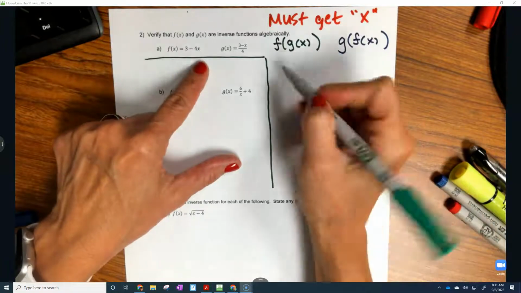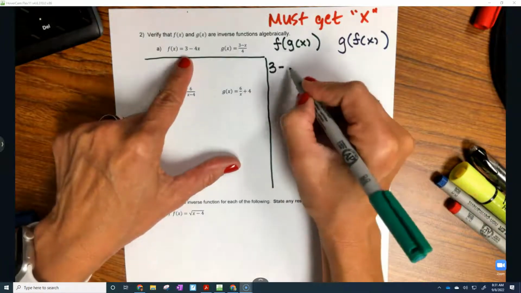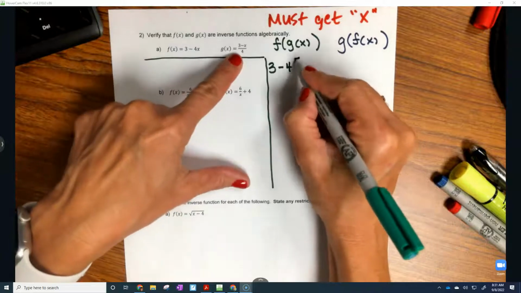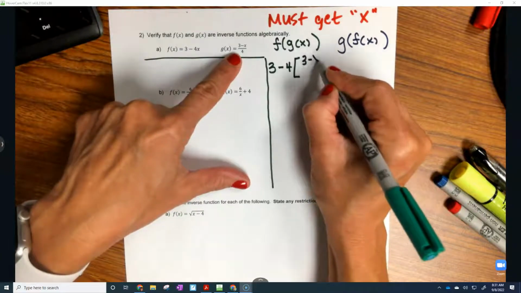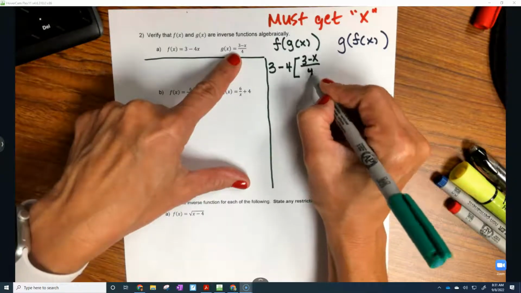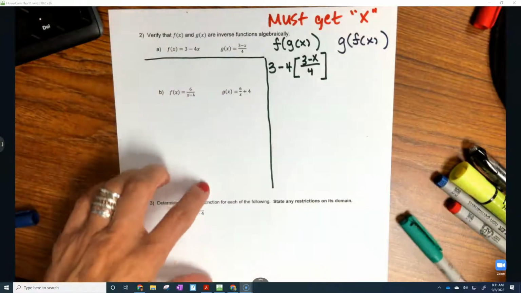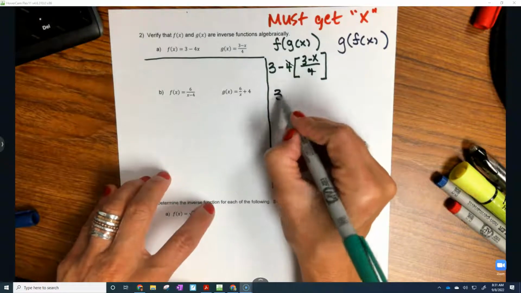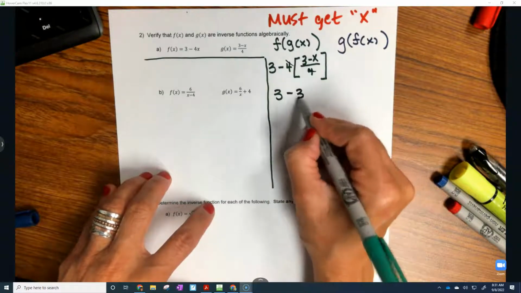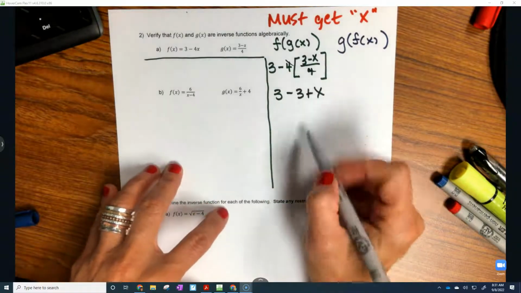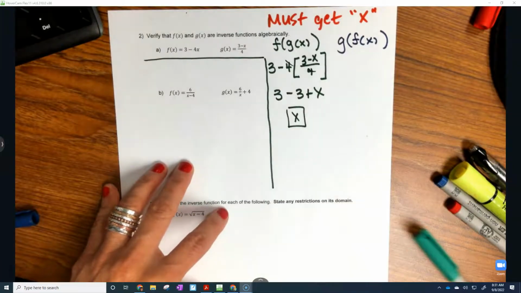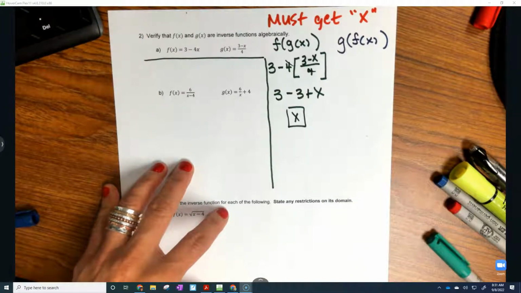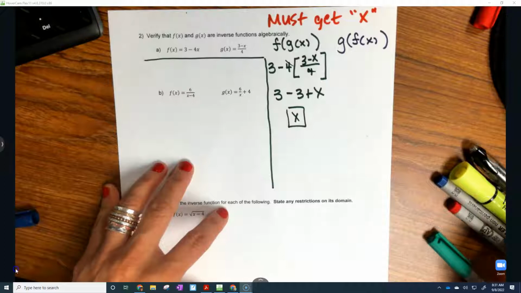So let me go ahead and put g of x in f of x. So remember, it's 3 minus 4 times x, but we're going to put in that fraction which belongs to g of x. So what we're going to do is notice these 4's cancel out. Now I have a negative that I need to distribute to what is remaining in my group. So those 3's are going to cancel out. So if you notice, we just have an x there.